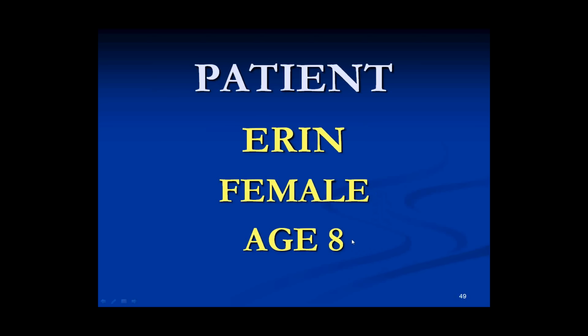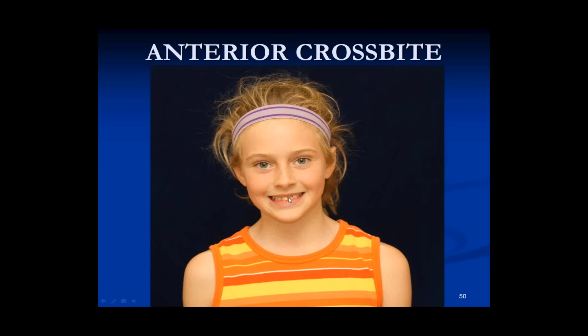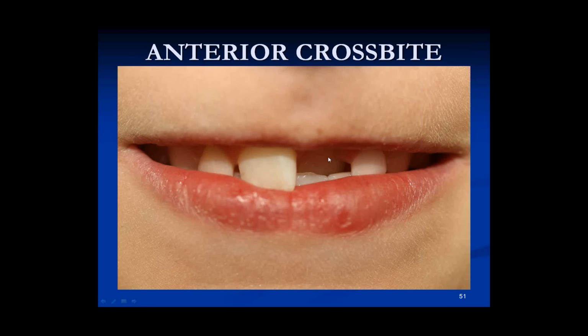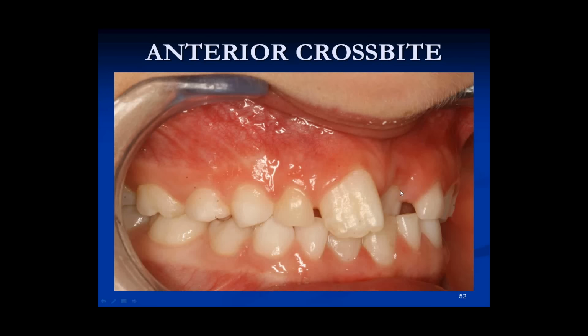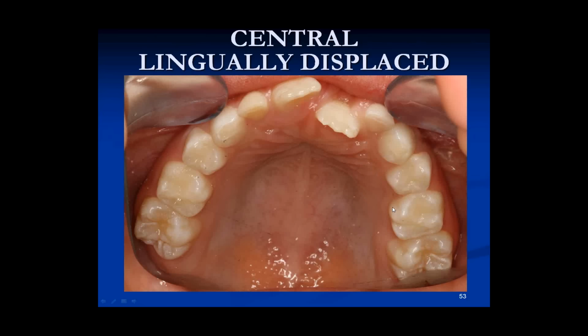Here's another one. Erin is age 8, and she's got an anterior crossbite right here. And so you can't see this tooth. The upper left central incisor is blocked out and is in crossbite. And look, it looks like the bone here looks like someone took a hammer and made a little hole in her bone here, but it's just because of traumatic occlusion. So again, all we have to do is get that one tooth out of traumatic occlusion.